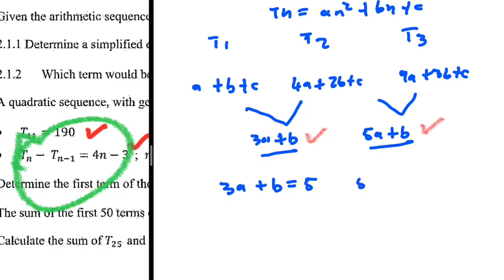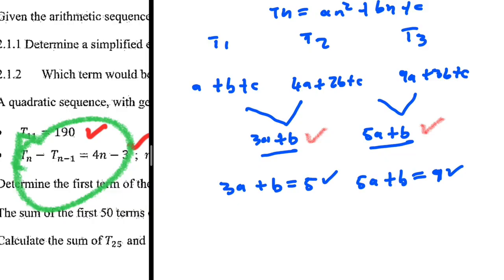So we're gonna have 5a plus b being equals to 4 multiplied by 3, 12, minus 3, 9. So there we go. We have these two equations. With these two equations, we can solve for a and b, but we still need to solve for c. Let's go ahead and solve for a and b.